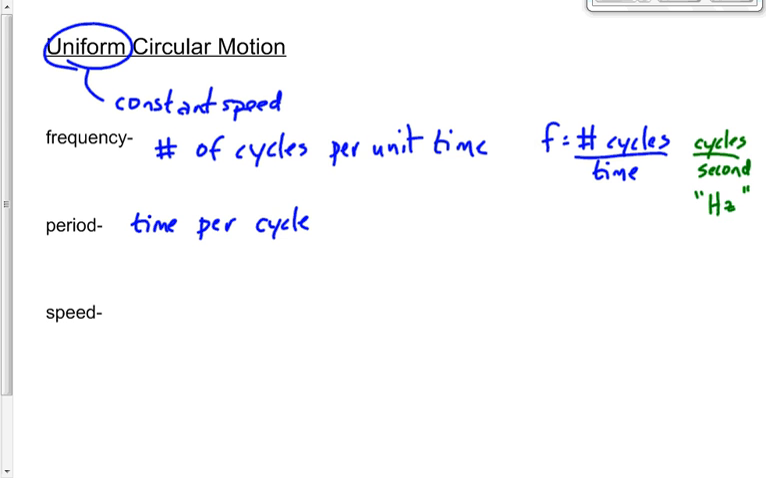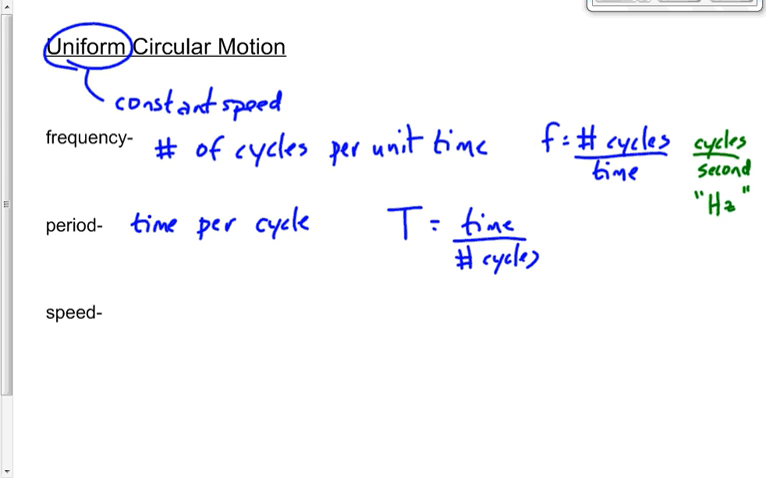So instead of saying for period, it's number of cycles over time, we're going to say for period, it's time over number of cycles. The symbol for period is going to be a capital T. Be careful with this one. Don't make it a lowercase t. Lowercase t is time, so is capital T. But lowercase t is any time. Capital T is specifically the time for 1 complete cycle.